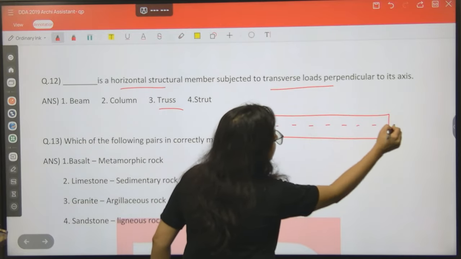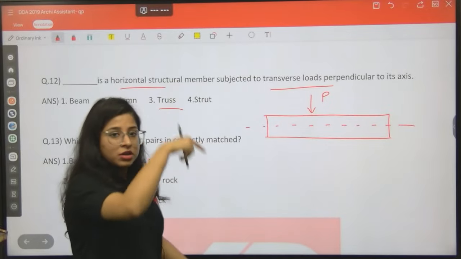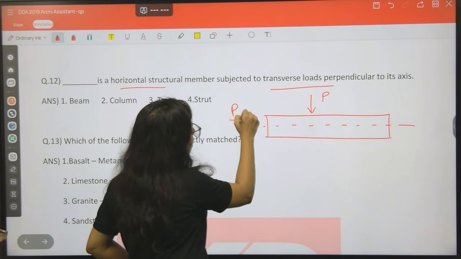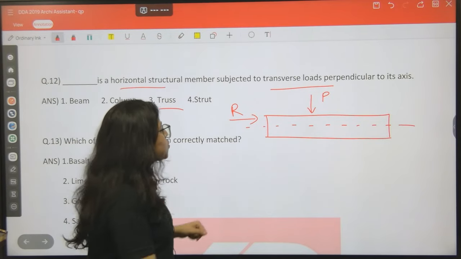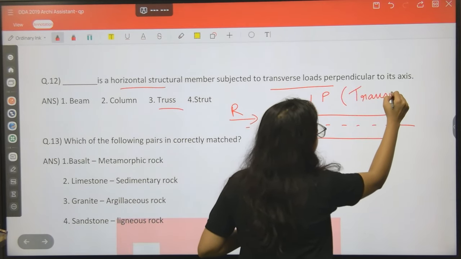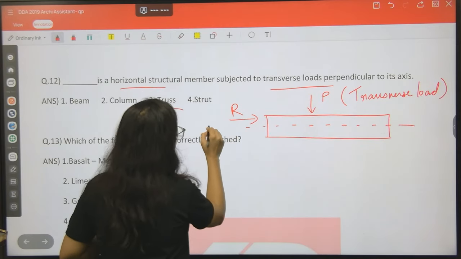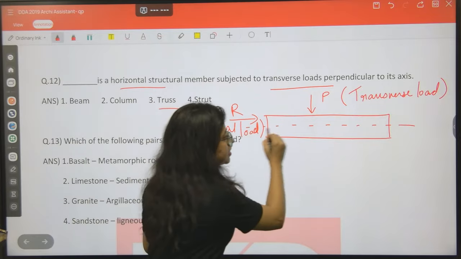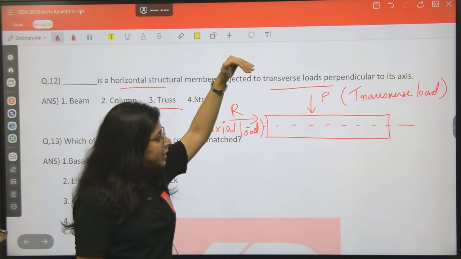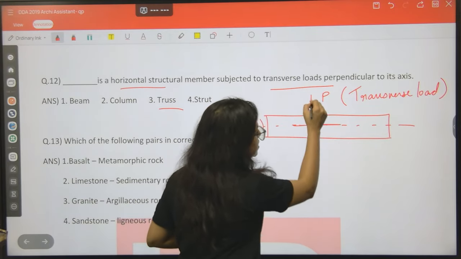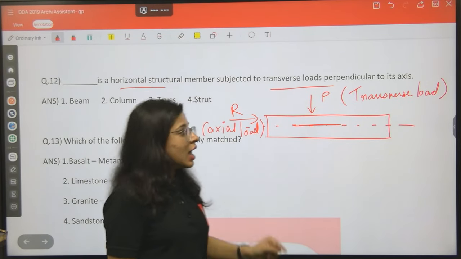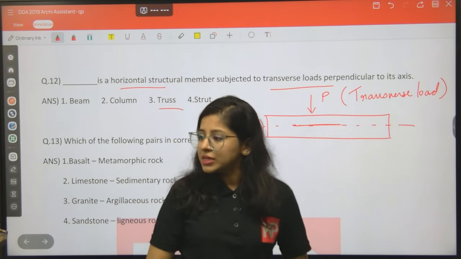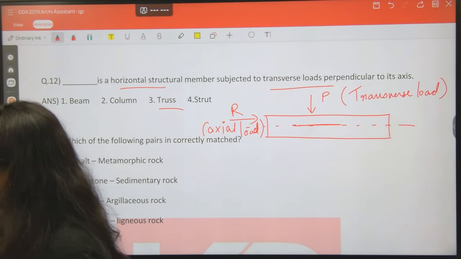This is a beam, and this is the longitudinal axis of the beam. Transverse load is this load. Whenever you have a load which is perpendicular to the longitudinal axis, at 90 degrees, that is known as transverse load. And whenever you have a load which is parallel to the longitudinal axis, that is known as axial load. Please keep in mind what an axial load and what a transverse load is.